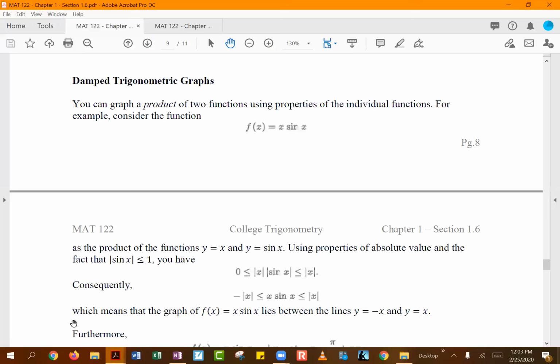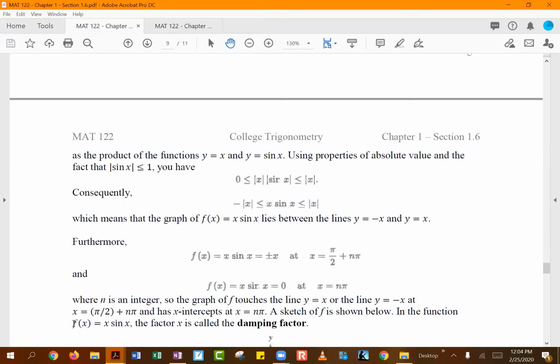And what that actually means is that you are multiplying your trigonometric function with a damping factor. So you can see the first example we're looking at here is x times sine of x. In this case, to try and figure out what our graph would look like, we use the absolute value properties, but we also use the idea that we know a sine function only goes from +1 to -1 because that's its range.